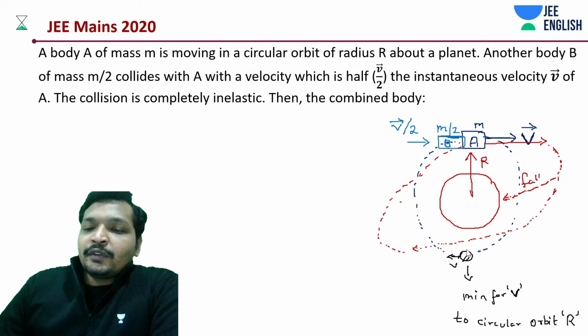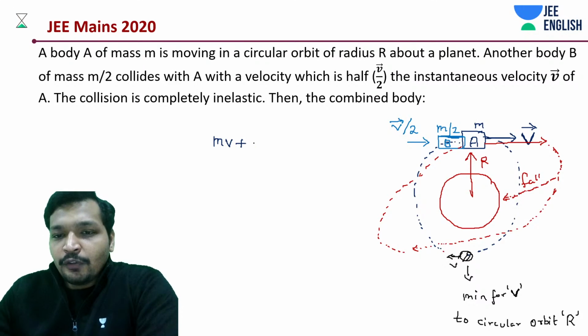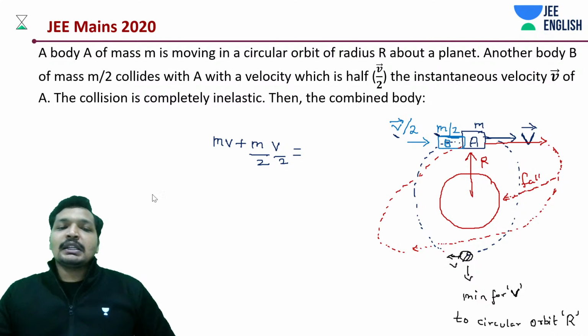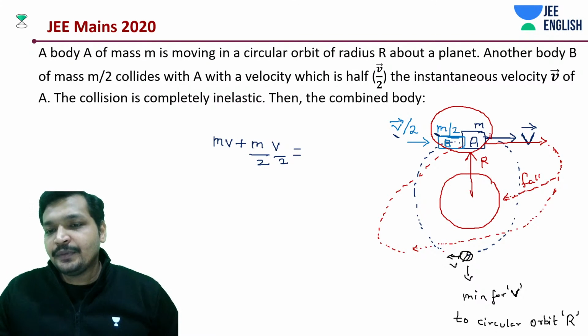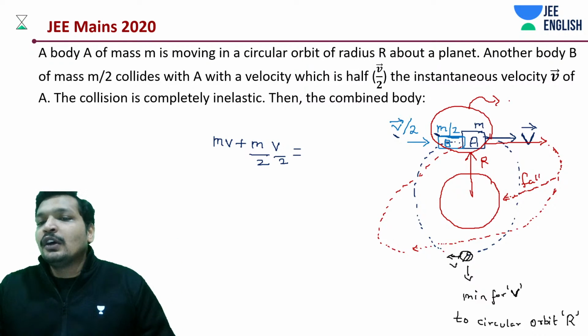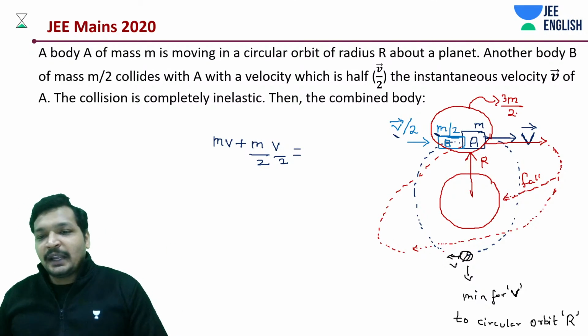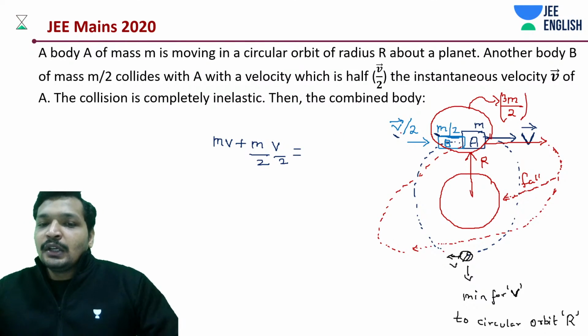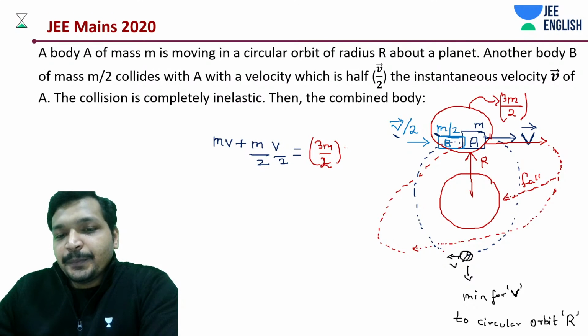And now let's do what we should be doing, that is conservation of momentum. So what do we have? mv plus m by 2 into v by 2, and finally both the masses combined. What kind of collision is this? It's an inelastic collision where these masses are going to stick to one another. So the combined body is the final body, having this mass 3m by 2. So we can say something like this: 3m by 2 into v dash. End of the story.